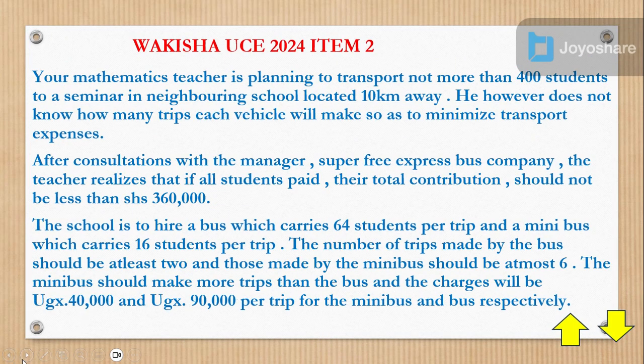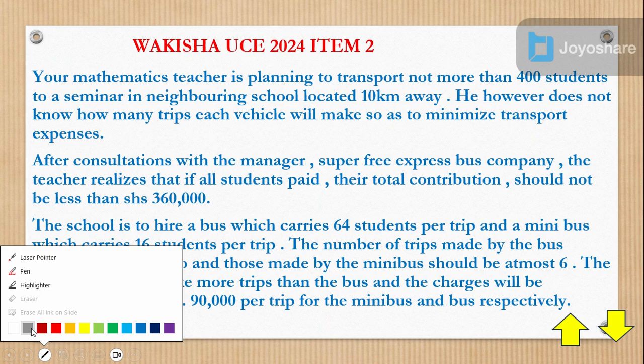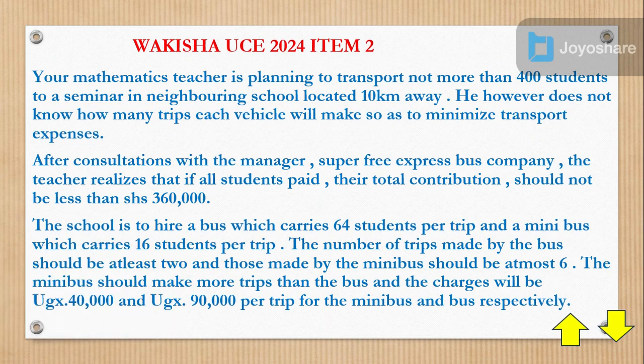So from here, realize that we have this. They said somewhere that the number of trips made by the bus should be at least 2. The number of trips made by the bus should be at least 2. And remember, we are using letter X for the bus, so it means that the number of trips made by the bus should be at least 2.